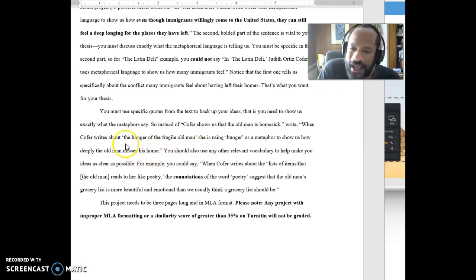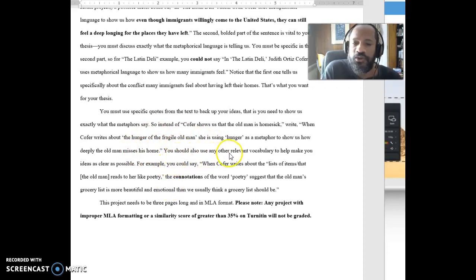And so that's how you're going to explain what the metaphors are doing. Make sure that you are getting to that kind of detail when you get into your body paragraphs, okay? So you've got to use the specific quotes and show us very specifically how they work, and say, look, here is a metaphor and here is what the metaphor is showing us. So make sure you're doing something like that.